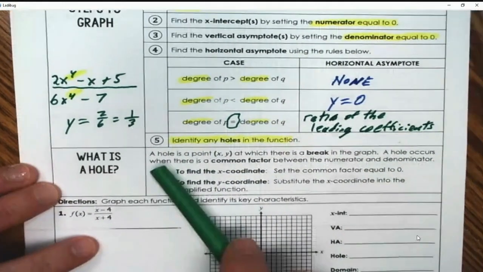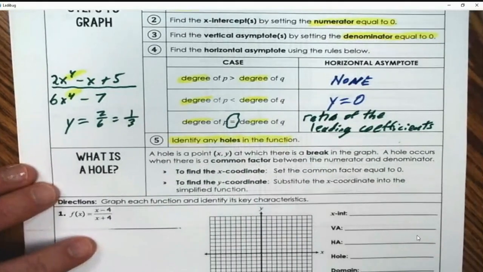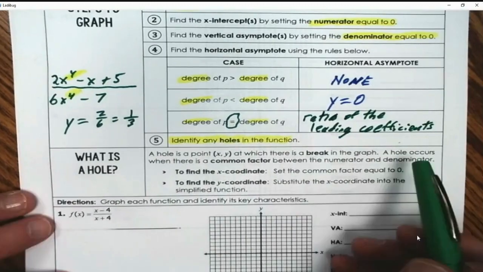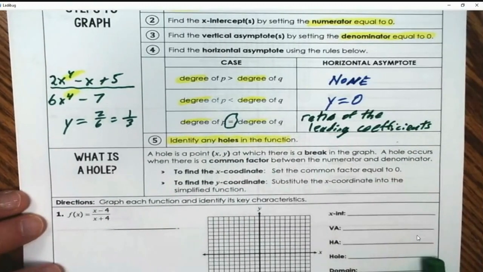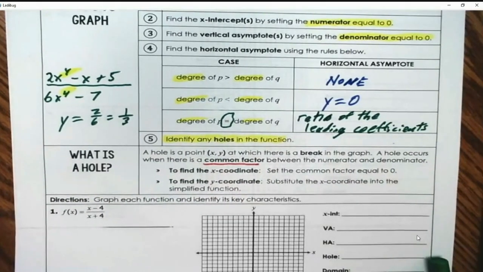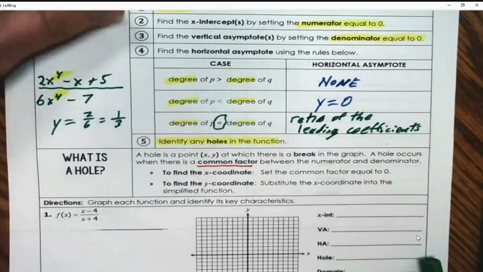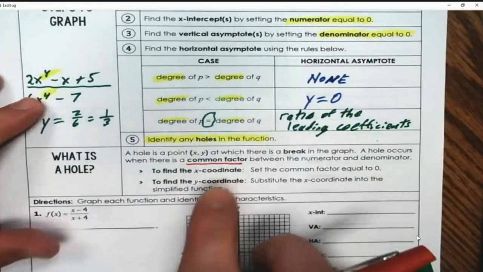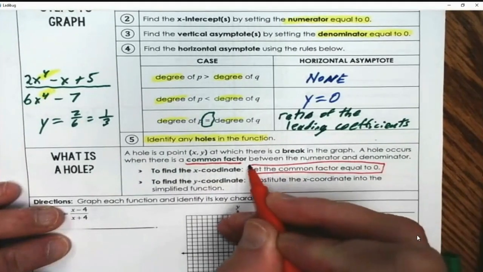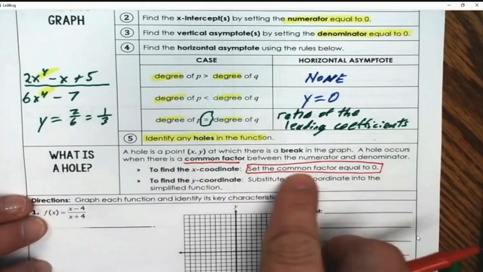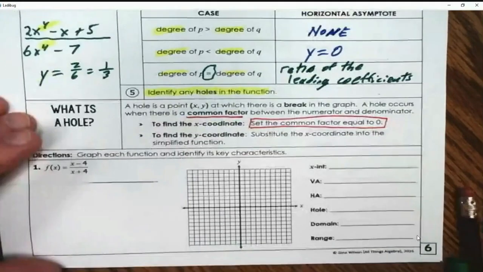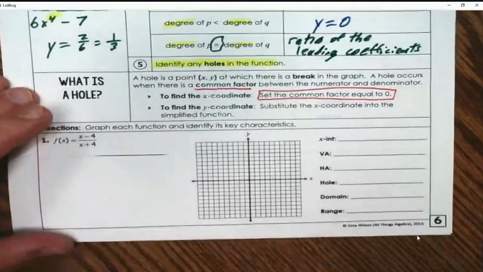So a hole is a point. There's just one point where there's a break in the graph. If you graphed it, you wouldn't graph that point. A hole occurs where there's a common factor. There's the key words: common factor between the numerator and denominator. So if we want to know where it's at, find the x coordinate, just set the common factor equal to 0. And then to know the y, you just take whatever x you get and put it into the simplified equation. So let's look at our first graph down here.